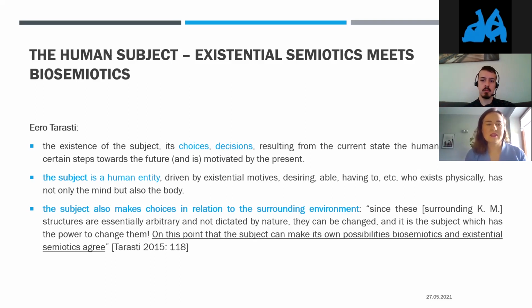So, as Tarasti writes, the subject makes choices in relation to the surrounding environment. Since these surrounding structures are essentially arbitrary and not dictated by nature, they can be changed. And it is the subject which has the power to change them. On this point, that the subject can make its own possibilities, biosemiotics and existential semiotics agree.